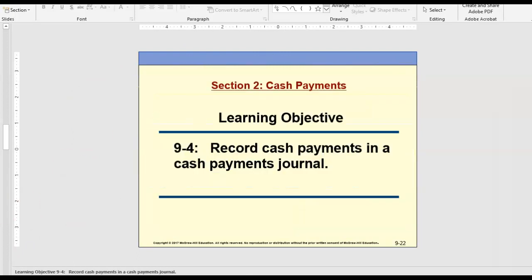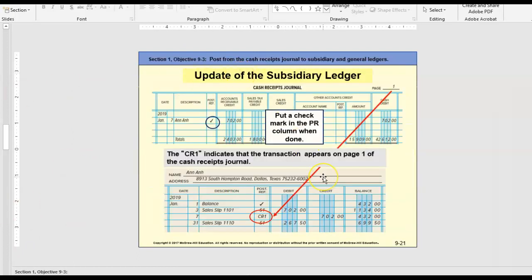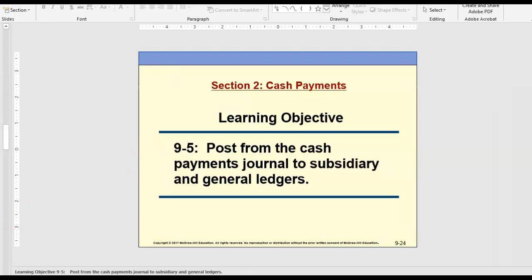Okay, before I get to the cash payments journal, let me just take a look one more time back here. You're going to put what you posted to page 1. We're good with that. And we're going to put a check mark here to let you know that we've already posted Ann's $702 cash receipt. Now we're going to look at the cash payments journal. And then we're going to go look at how it all goes into the big general ledger.